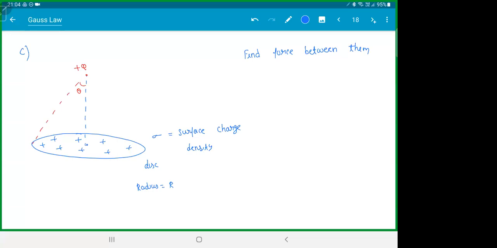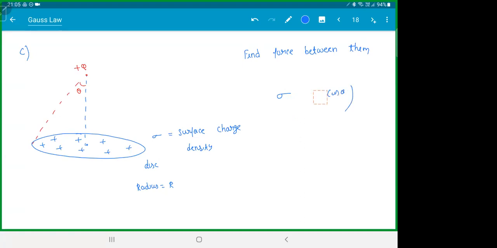There are two ways to do this. Why will the force not be negative? They'll repel each other, both are positive. One way to do this is you can find the field due to the disk. Remember the field due to disk formula? Who will tell me? Those who don't remember the field due to disk formula, you're a Godzilla. Everyone remembers the field due to a disk: sigma by 2 epsilon, 1 minus cos theta. Remember?